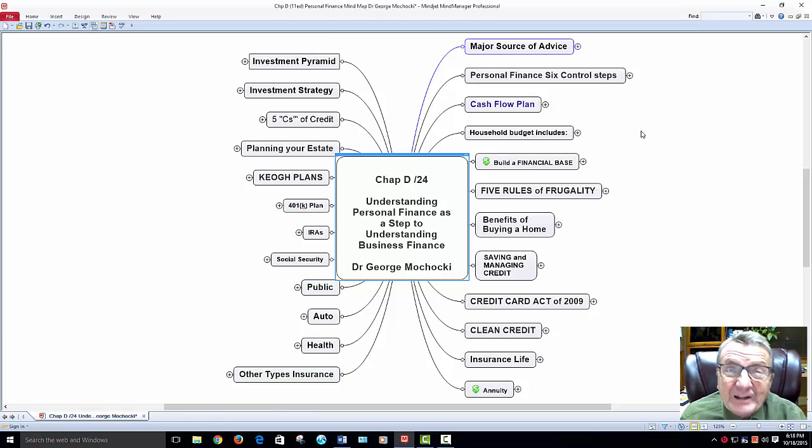Whew. We've done it. Okay, my name is Dr. George Mochocki, and remember, this is Chapter D, or Chapter 24, understanding personal finance as a step to understanding business finance, which we'll be covering in the last 4 chapters, and we're almost done with this. And you have to understand this and have some of these concepts within your feasibility paper that you're writing for me, if you're taking me at a community college, either an online class or face-to-face class.